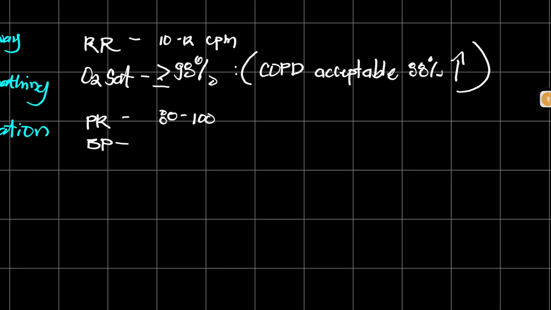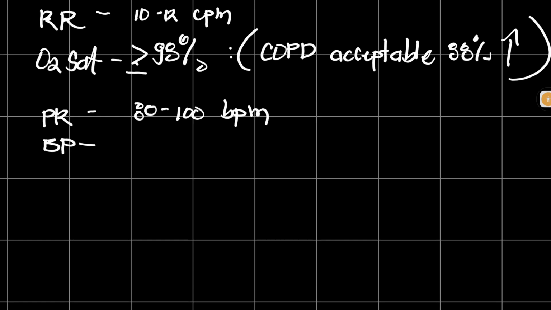Normal pulse rate, you guys, sumagot, 80 to 100 beats per minute. That's why it is very important for you guys to know your normal values. Why? Because that's the time that you will be able to identify if the patient is beyond the normal value or less than the normal value, and that's when you're gonna be alert that there's something wrong with this patient.